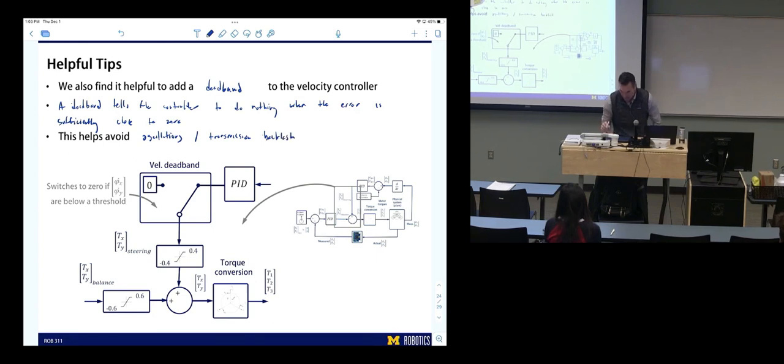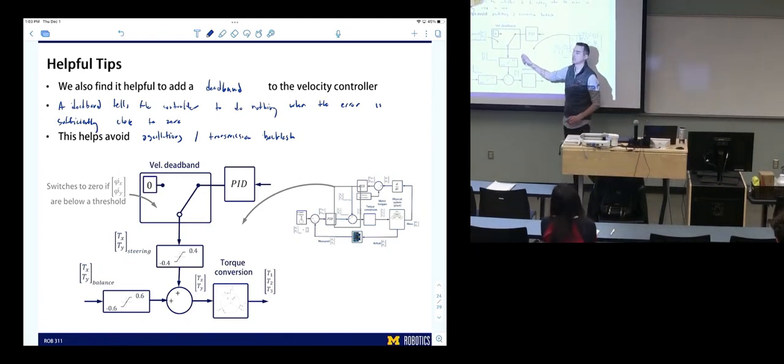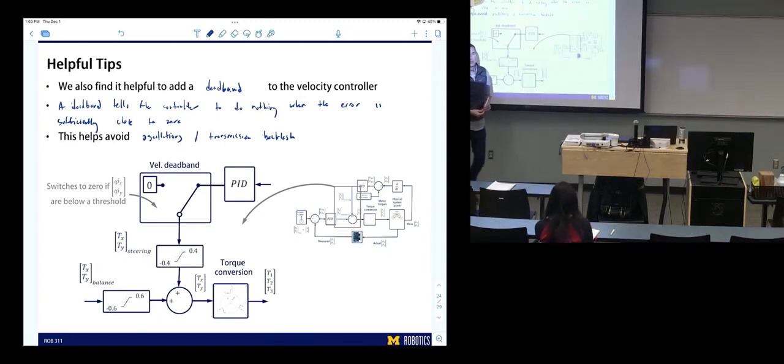I want to say how I'm drawing this. So now we're zoomed in a little bit higher. We're still on this place where the two loops are coming together. And what I'm saying here is that this is the description of a dead band. So it's essentially a switch.